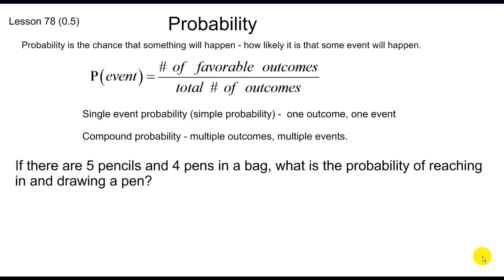Single event probability is just when one thing happens and there's only one outcome. Compound probability, multiple outcomes for multiple events. So this is an example of a single event probability where we have 5 pencils, 4 pens in a bag, and we want the probability of reaching in and drawing out a pen. So one thing happening, one outcome. So we have a total of 4 pens over 9 total things we could pick from.